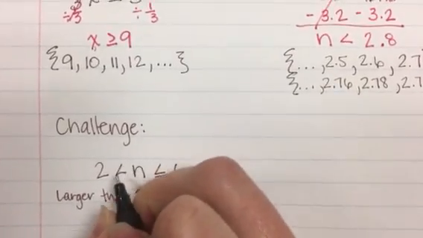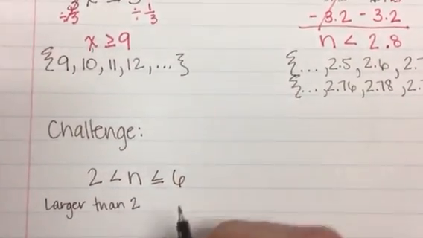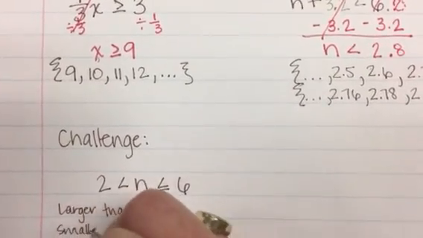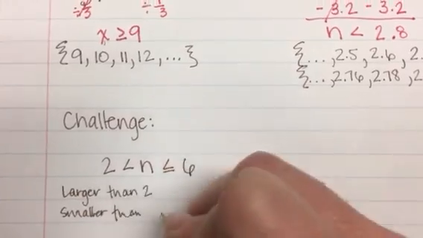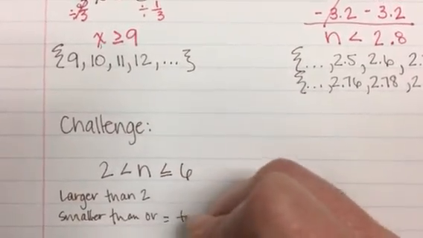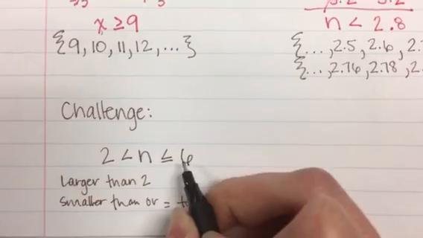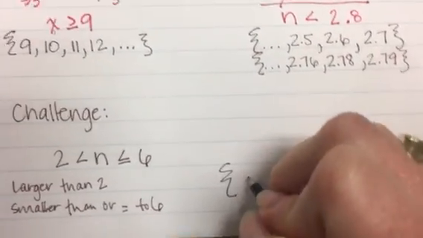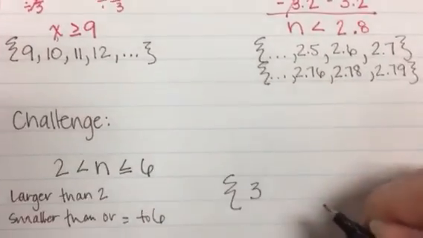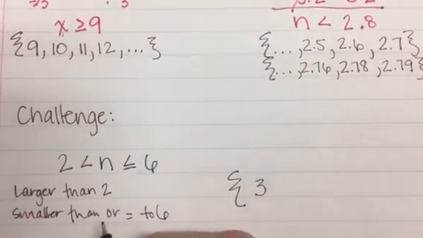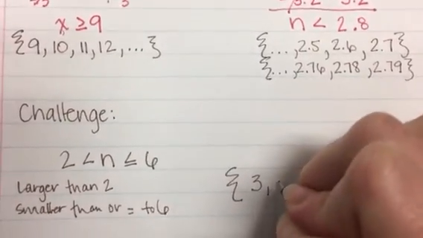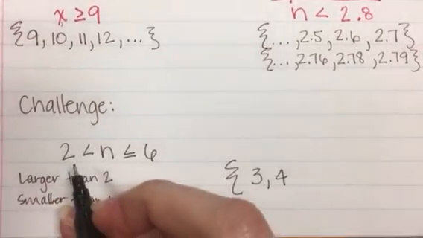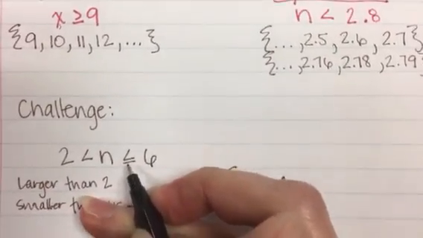right? Because n is greater than 2. Can't be equal, has to be greater than. But it has to be smaller than or equal to 6. That's what that says. So greater than 2. So the first number that I think of that's greater than 2 would be 3. But it has to be smaller than or equal to 6. So can I do 4? Absolutely. 4 would work in there because 4 is bigger than 2, but smaller than or equal to 6.